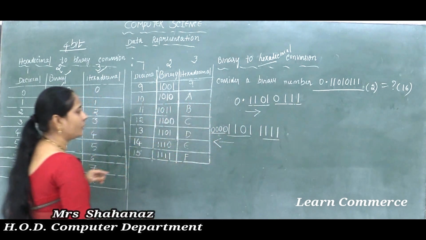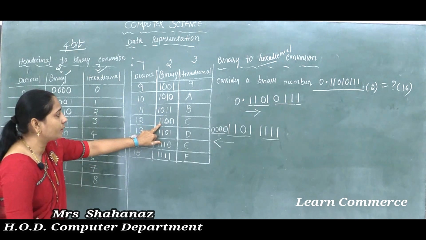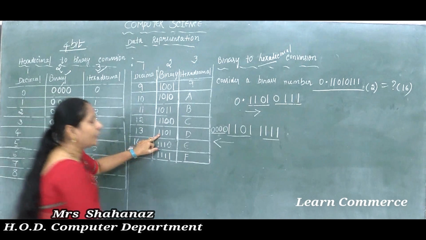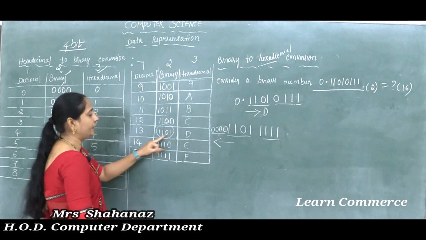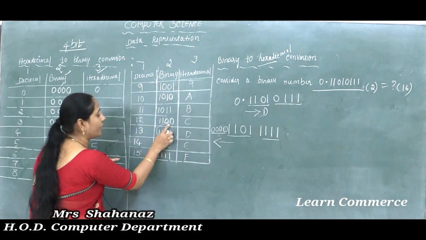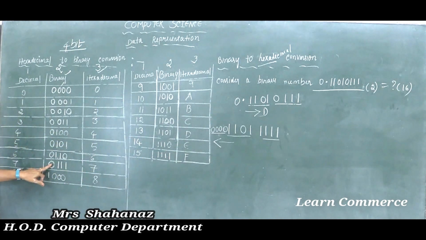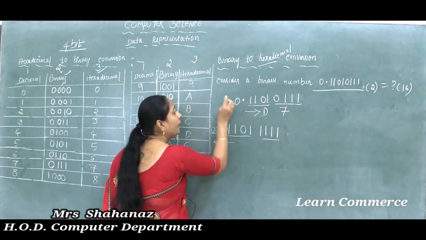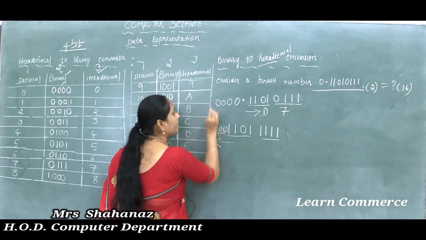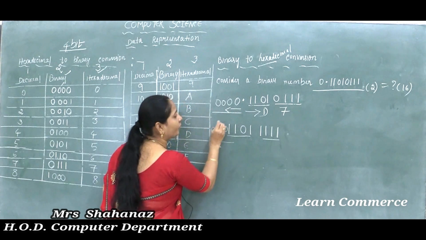So 1101, that means the value is D. Clear this one? 1101, so this value I have taken, and later the next one is 0111. So there are three ones, that means we can say that the value is 7. But here the fractional point is there, so if you want you can add the 0. Clear this one? You want to add the 0 here just to complete a grouping of the 4 bits.